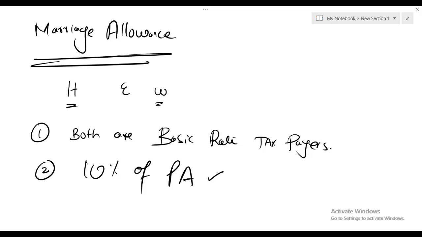But let me clear one thing. Husband and wife both must be basic rate taxpayers. Another thing is, you can only transfer exactly 10% of the personal allowance to the other partner. You cannot transfer less than 10%. You cannot transfer more than 10%. You can't do that. It is fixed. Sometimes students think, let us transfer less than that. You cannot do that. You can only transfer exactly 10% of the personal allowance.